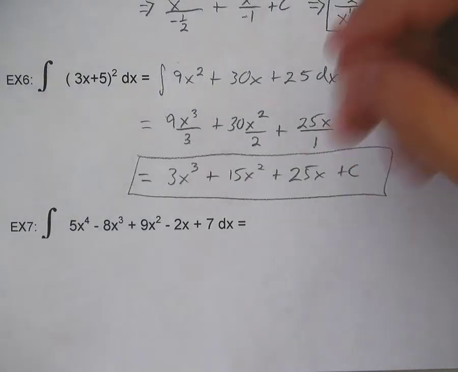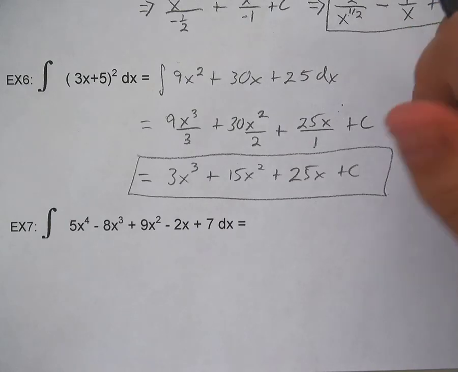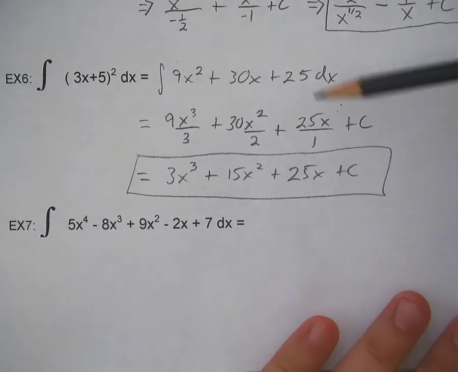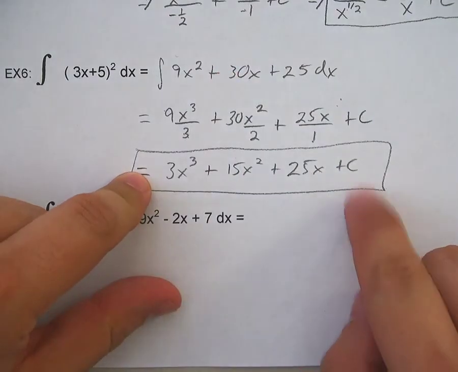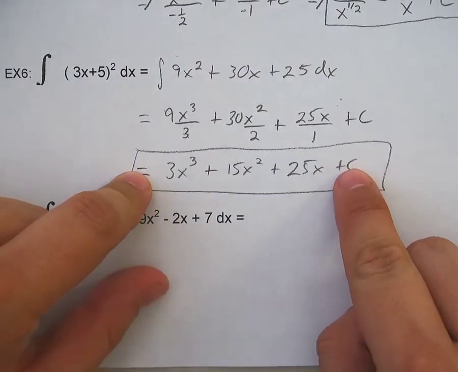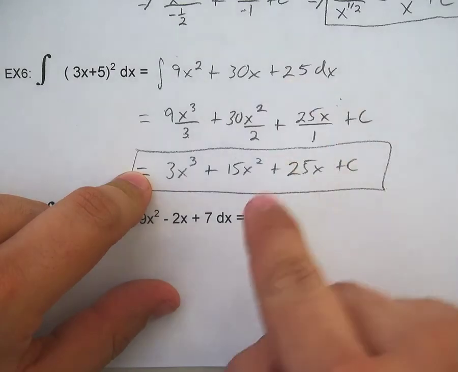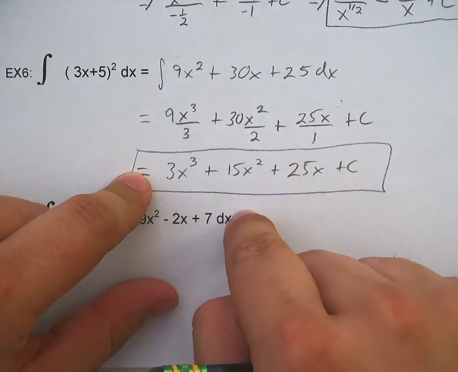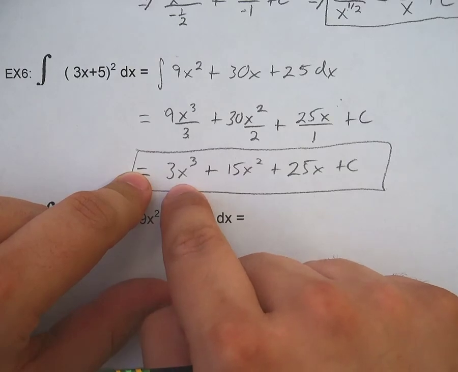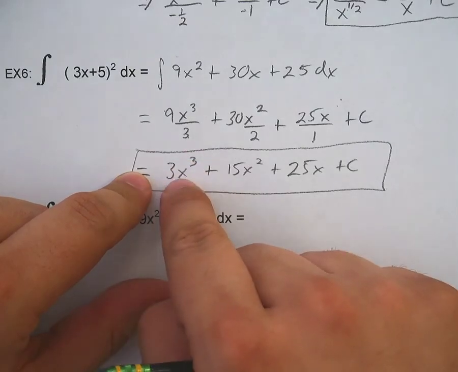And this is a perfect opportunity for you to check your work. This is an excellent opportunity to show you just how checking your work can be very useful. If you wanted to take the derivative of this to get back to here, what's the derivative of c? 0. Derivative of 25x? 25. Derivative of 15x squared? 30x. 2 times 15. Derivative of 3x cubed? 3 times 3 is 9 squared.